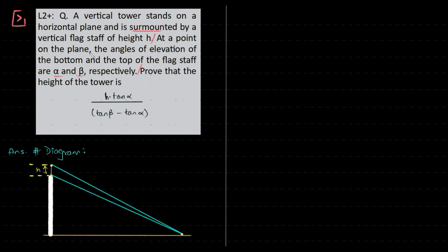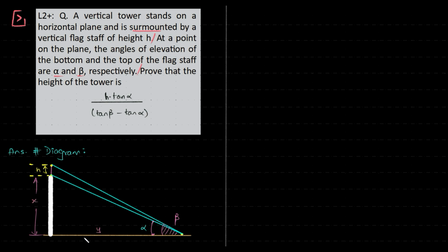At a point on the plane, the angle of elevation of the bottom, so this is the bottom part, this would be alpha and the other one is beta. So we have to be very careful with which is alpha and which is beta. Okay, and basically we have to get the height of the tower, right? So we'll call this x. We basically have to prove that x is equal to the given expression.